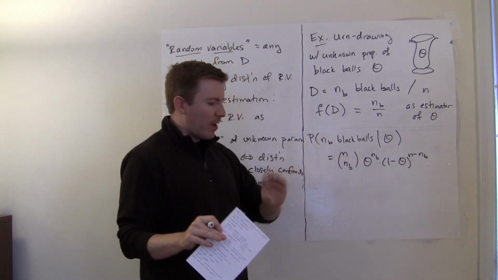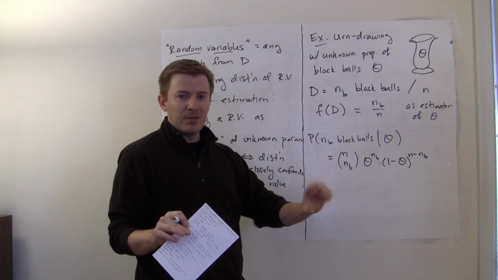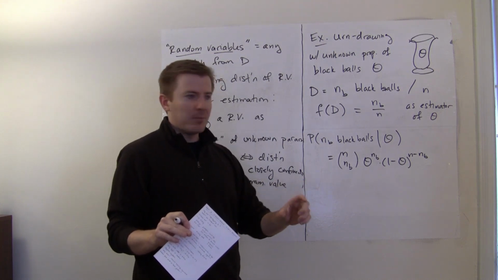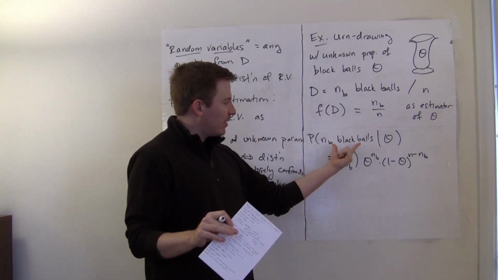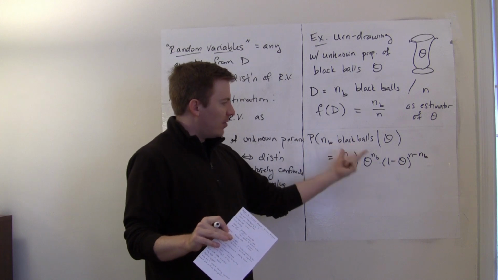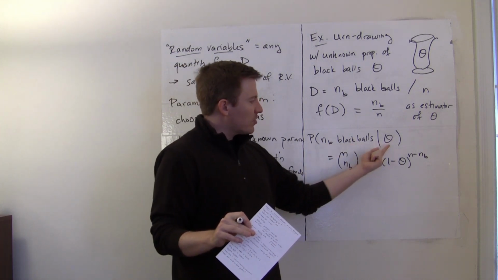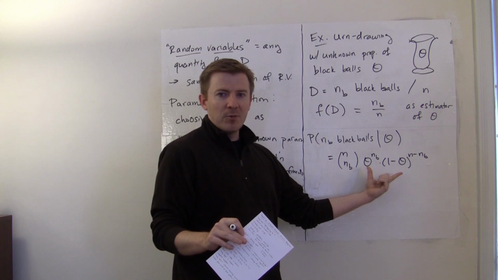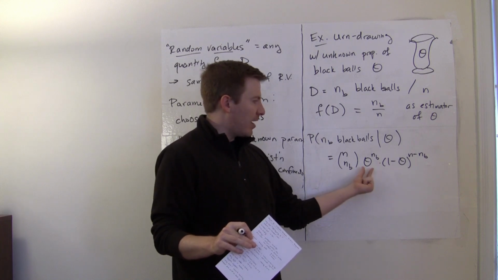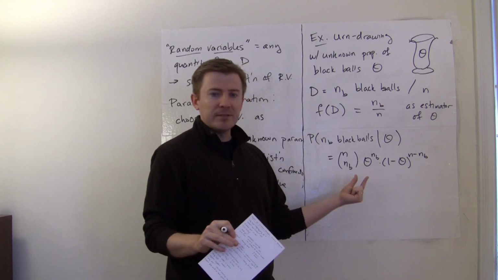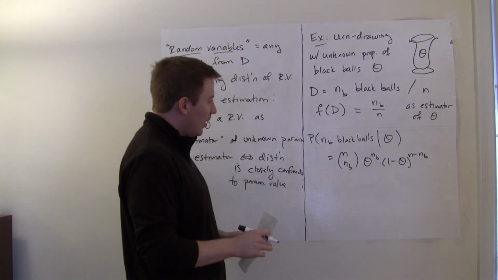And here we're not worried about the sequence that the balls came out in, in which order they were white and black, so we're just saying the probability of getting that number of black balls. Assuming that the proportion was theta, we can write down in terms of the binomial distribution with theta as the success probability. So far so good.